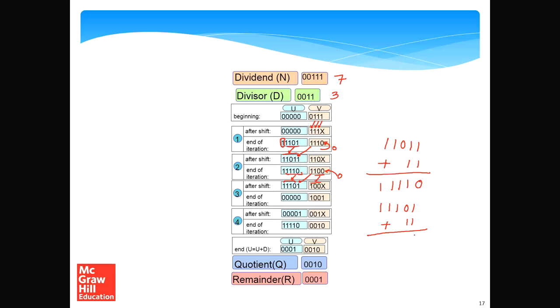1 plus 1 is 0, carry is 1, 1 plus 1 is 0, carry is 1, 1 plus 1 is 0, carry is 1, 1 plus 1 is 0, carry is 1, and again 0. So you're left with all 5 zeros. And this number, mind you, is 0, right? It's positive or 0. So we'll set the quotient bit to 1. So the relevant quotient bit is set to 1 because our variable q in that algorithm is 1.